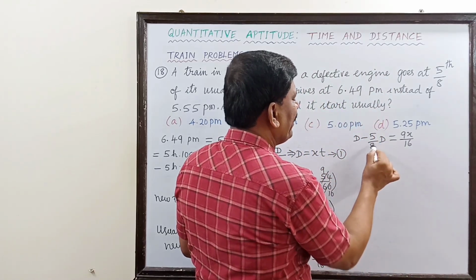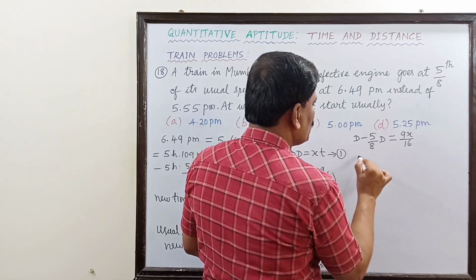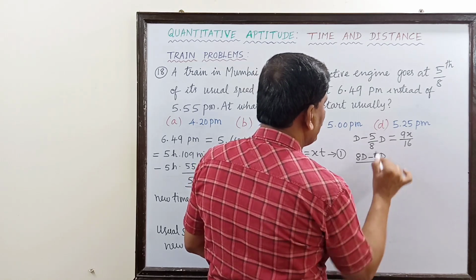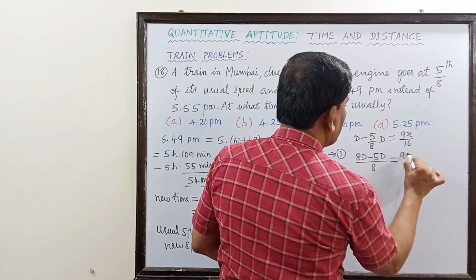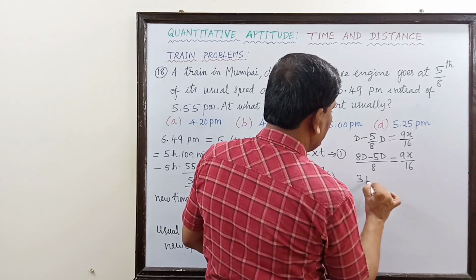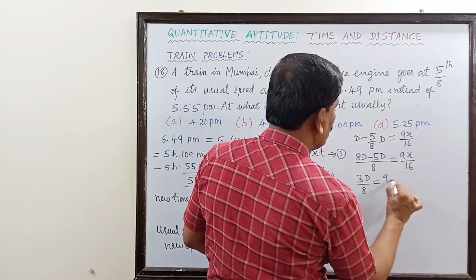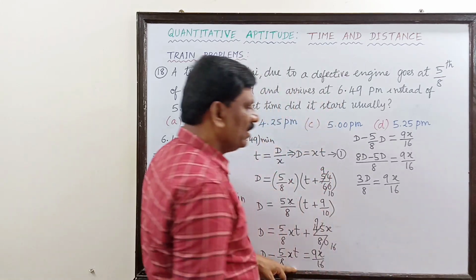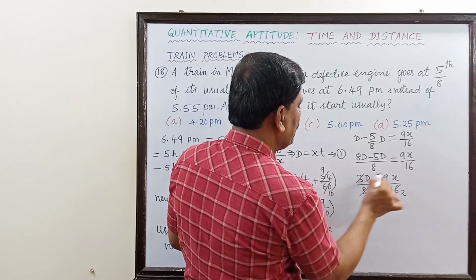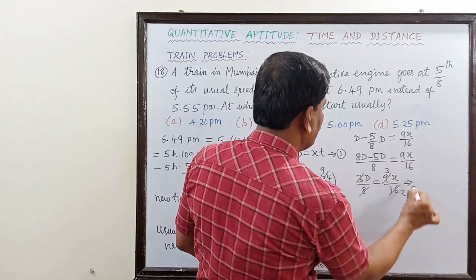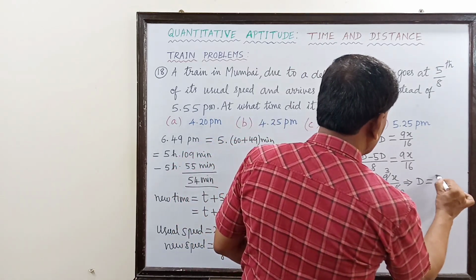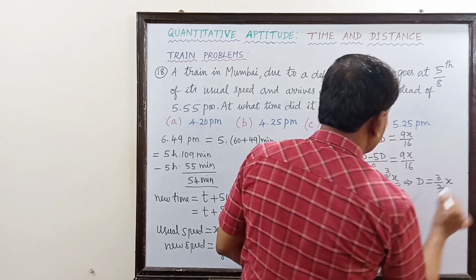So for d minus 5 by 8 d, I will take the LCM, so this is 8d minus 5d divided by 8, equal to 9x by 16. So 3d divided by 8 is equal to 9x by 16. I can cut 8 into 2: 8 twos are 16, and 3 into 3 is 9. So this implies d is equal to 3 by 2 into x.